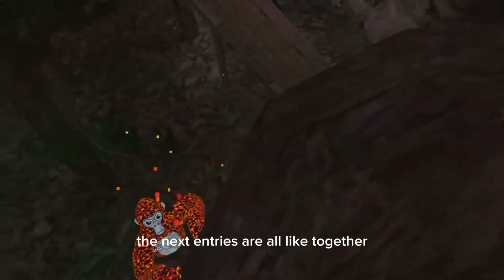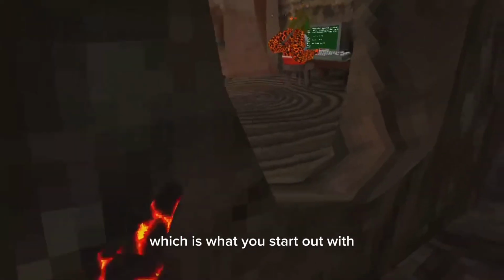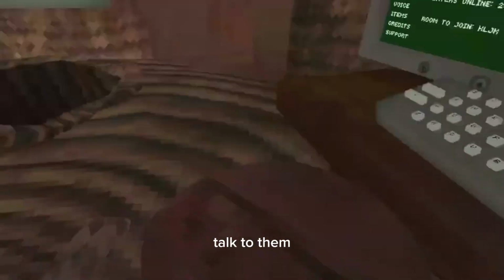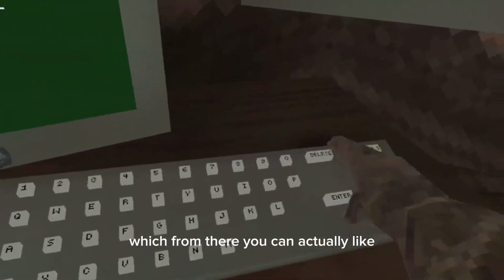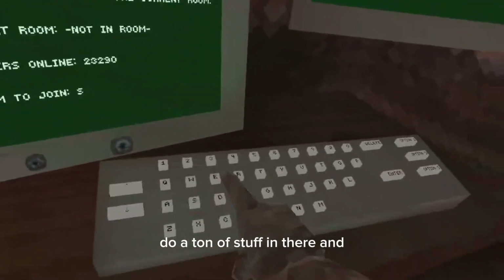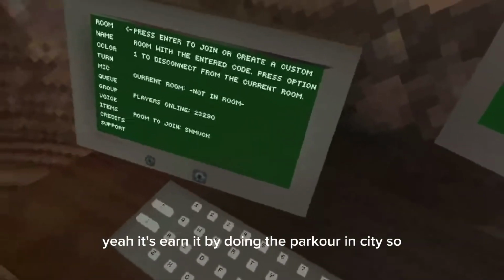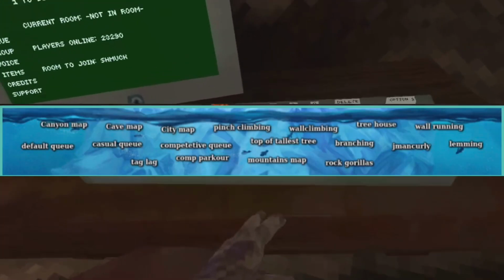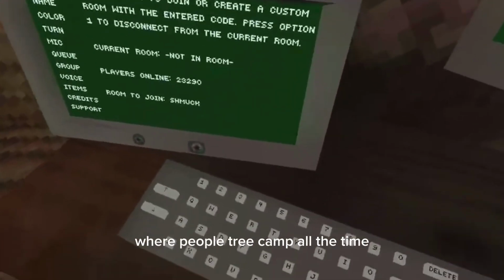The next entries are all together, so I'll talk about them. The first one is default queue, which is what you start out with. And then there's casual queue, which is basically you can hang out with people, talk to them. Next is competitive, which you have to earn, which from there you can actually do a ton of stuff in there, and yeah, you have to earn it by doing the parkour in the city.